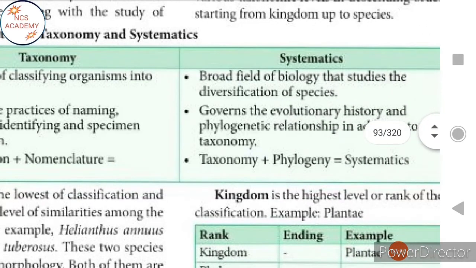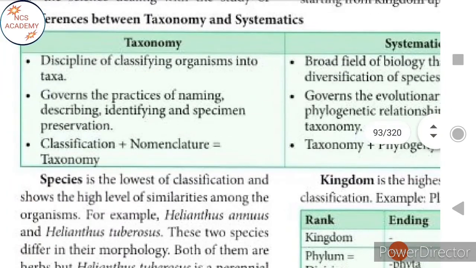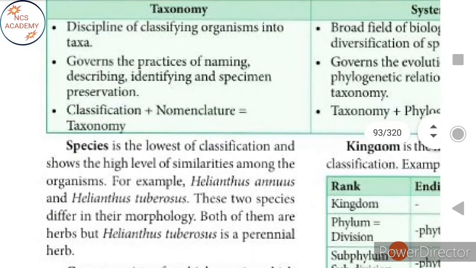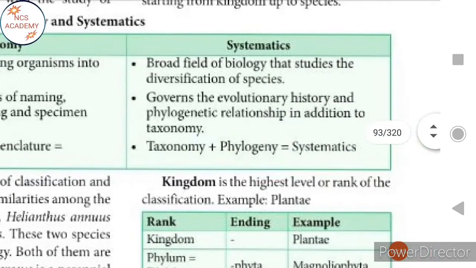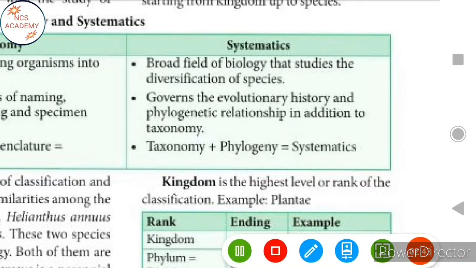Systematics governs the evolutionary history and phylogenetic relationships in addition to taxonomy. Here, some additional characters are taken into consideration, that is evolutionary history and also the phylogenetic relations of the species. That is the most advanced system. Third, taxonomy deals with classification and nomenclature. That's equal to taxonomy. Systematics includes taxonomy plus phylogeny. That's equal to systematics. These are the major differences between these two.